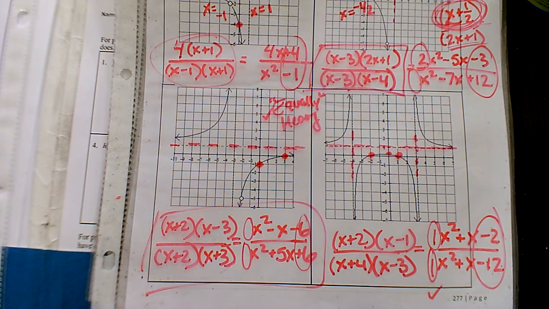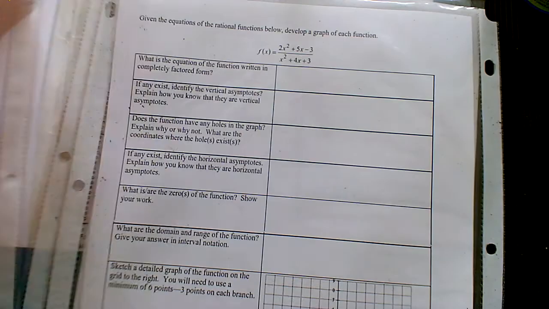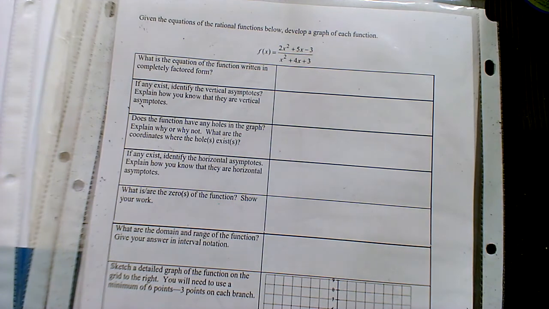Okay, so for those 4 examples, we started with a graph, and then we wrote the equation. We're going to flip it, because now we're going to start with an equation, and we're going to try to graph it by hand. Okay, we'll confirm on the calculator. I'll do that up top here, but I want to make sure we can do it by hand first.